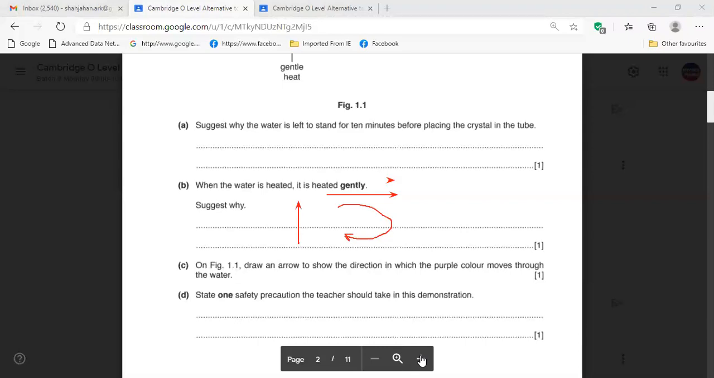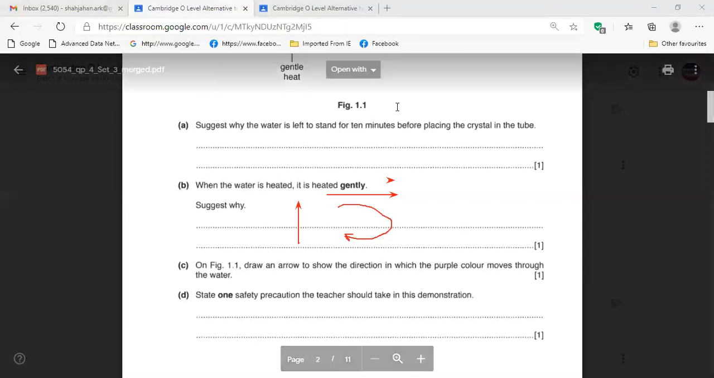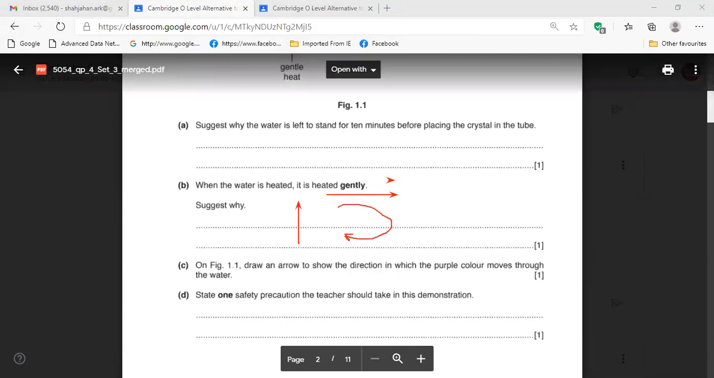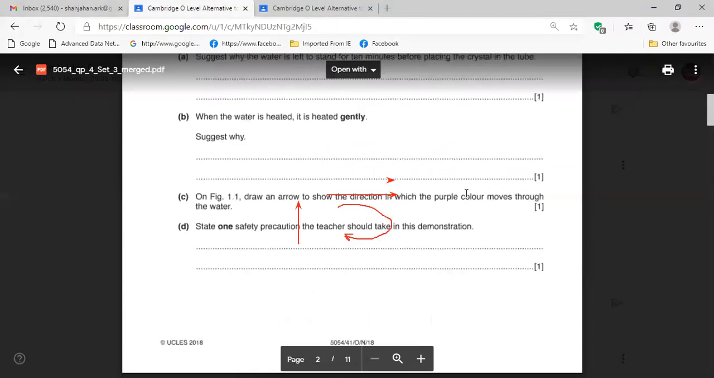And what you said, that one also we can accept: removing flammable substances away from the Bunsen burner. It's very easy, right? You understand it. Yes, sir. We are done with question one, and now we are going to question three. Let's go to question three.